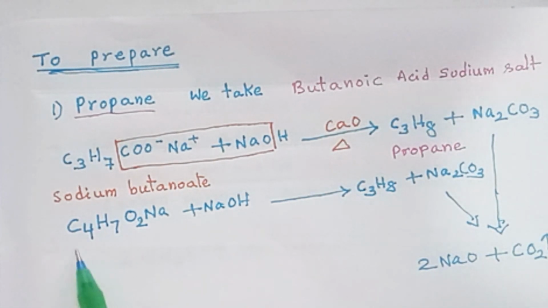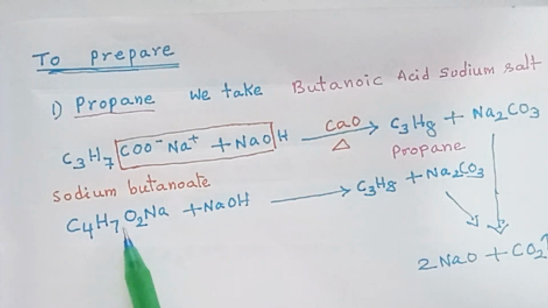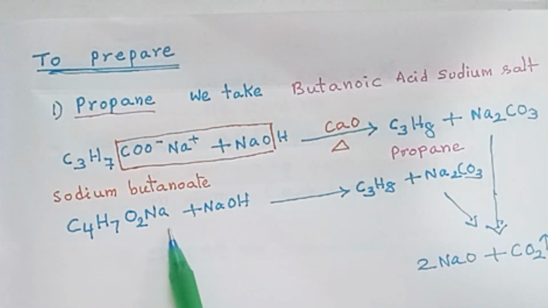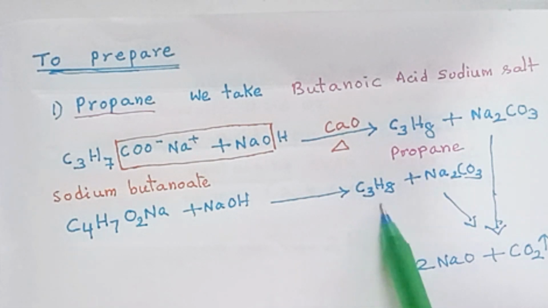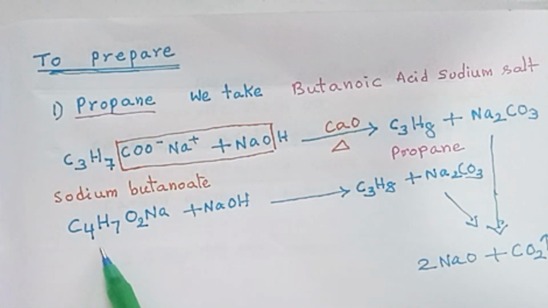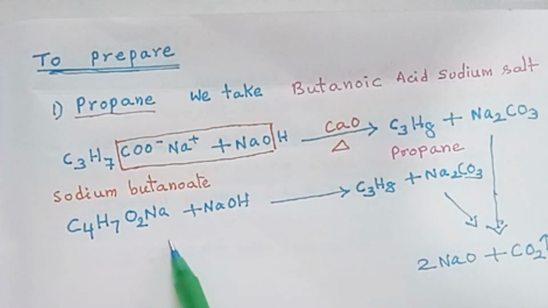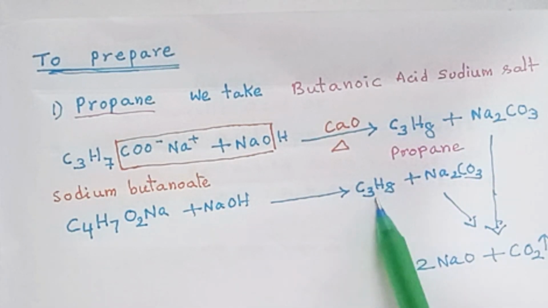So the molecular formula of sodium butanoate is C4H7O2Na. So there are 4 carbon atoms here, whereas propane has 3 carbon atoms. One carbon atom less than the carboxylic acid salt. This is propane.